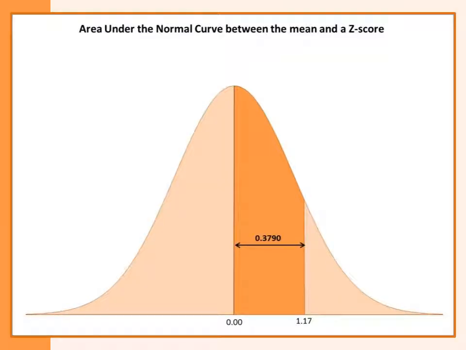Placing this information on the normal curve, we see a value of 1.17 is farther away from a mean of 0 than a value of 0.65 in the previous example, and that the area of the curve between a mean of 0 and a z-score value of 1.17 is 0.3790, or about 38% of the curve.